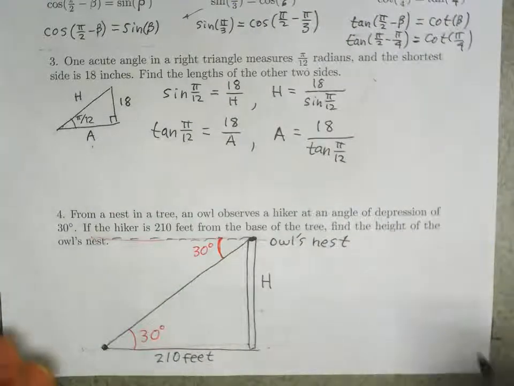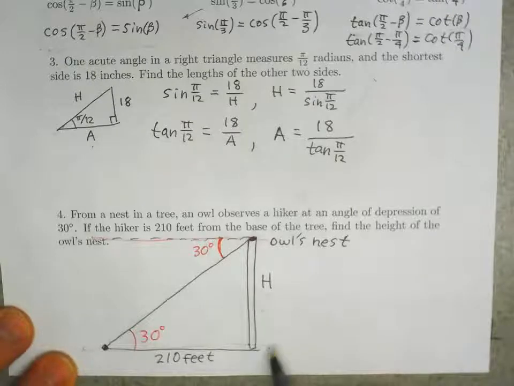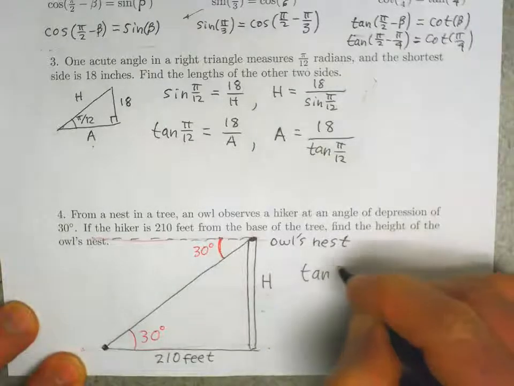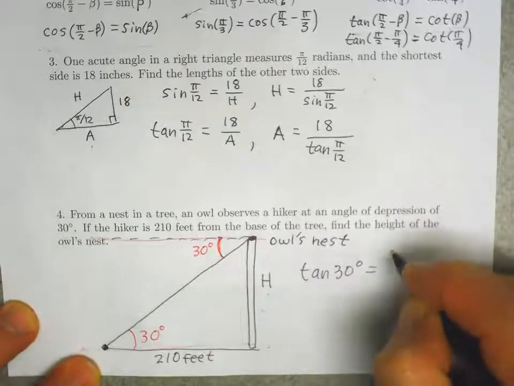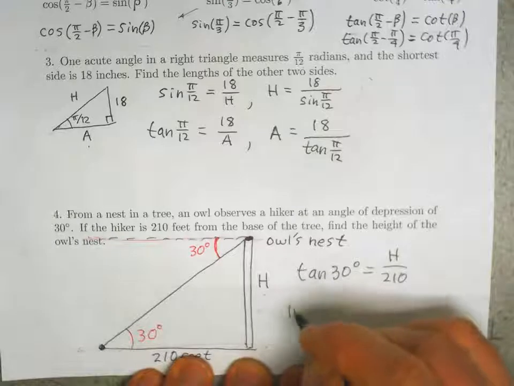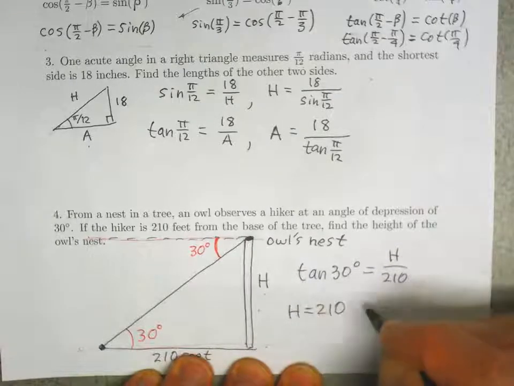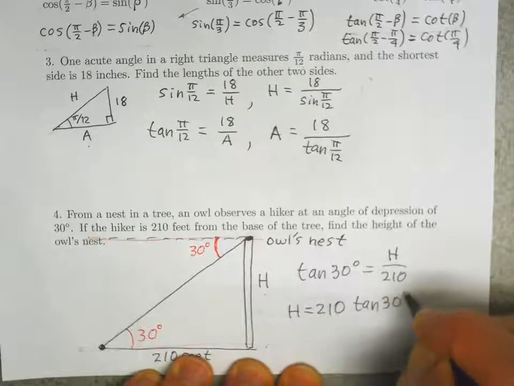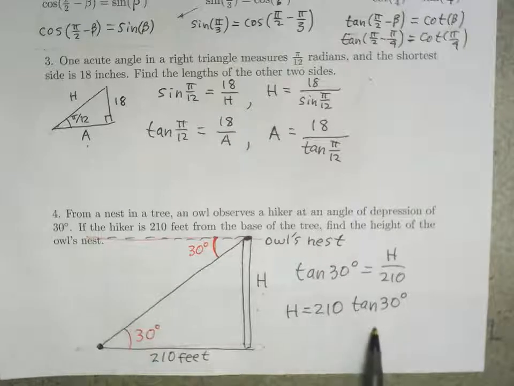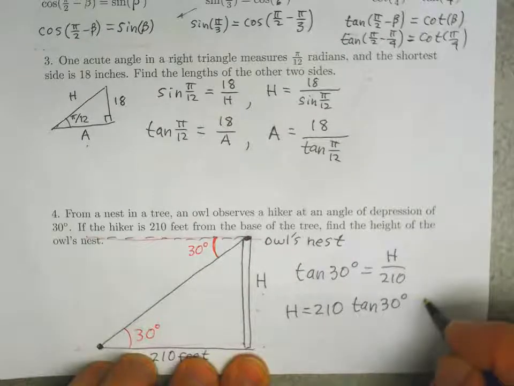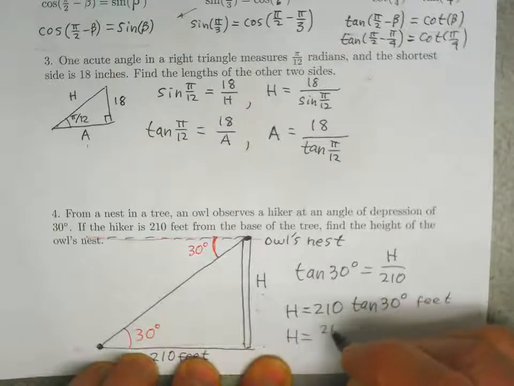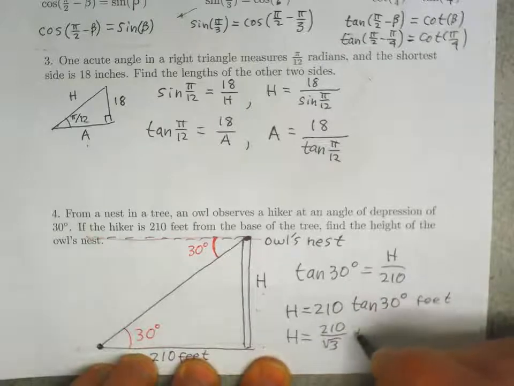So to find how high the owl's nest is, we can use tangent of 30 degrees equals h divided by 210, or h equals 210 times tangent of 30 degrees. Well, we do know that tangent of 30 degrees is 1 over the square root of 3. So this is measured in feet. So we could say h is equal to 210 divided by the square root of 3 feet.